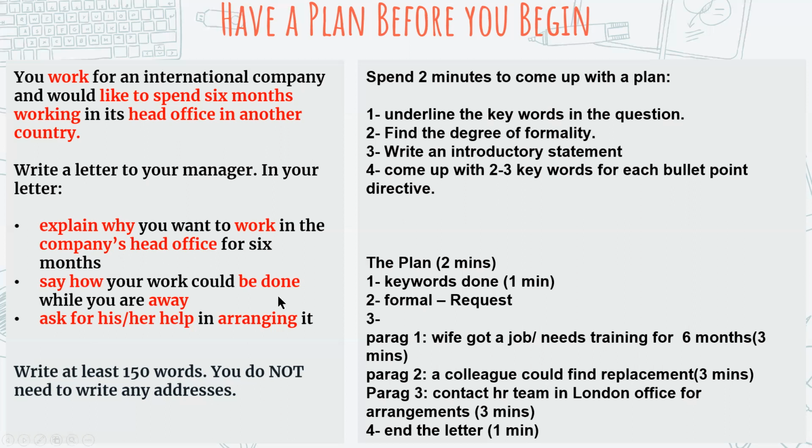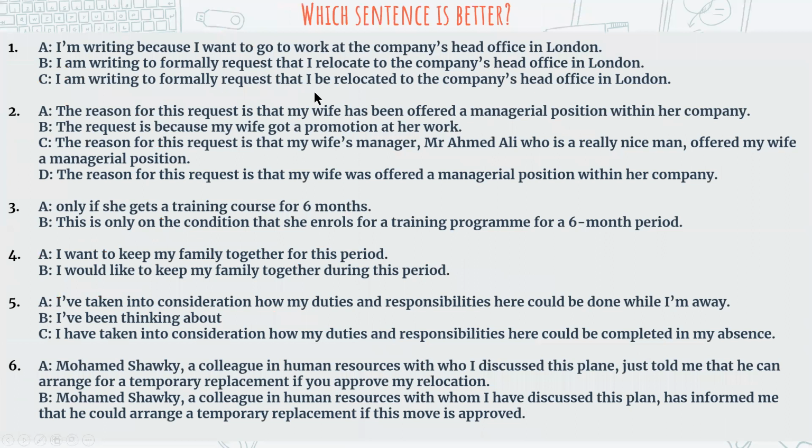Okay. For the second bullet point, say how your work could be done while you're away. I would say something like a colleague could find a replacement. So I could write maybe 2 or 3 sentences about a replacement. Third, ask for his or her help in arranging it. I could write something like contact HR team in London office for arrangements. So maybe I need my manager's help in arranging the move, the relocation. So before we start writing the letter, this is a very good exercise.